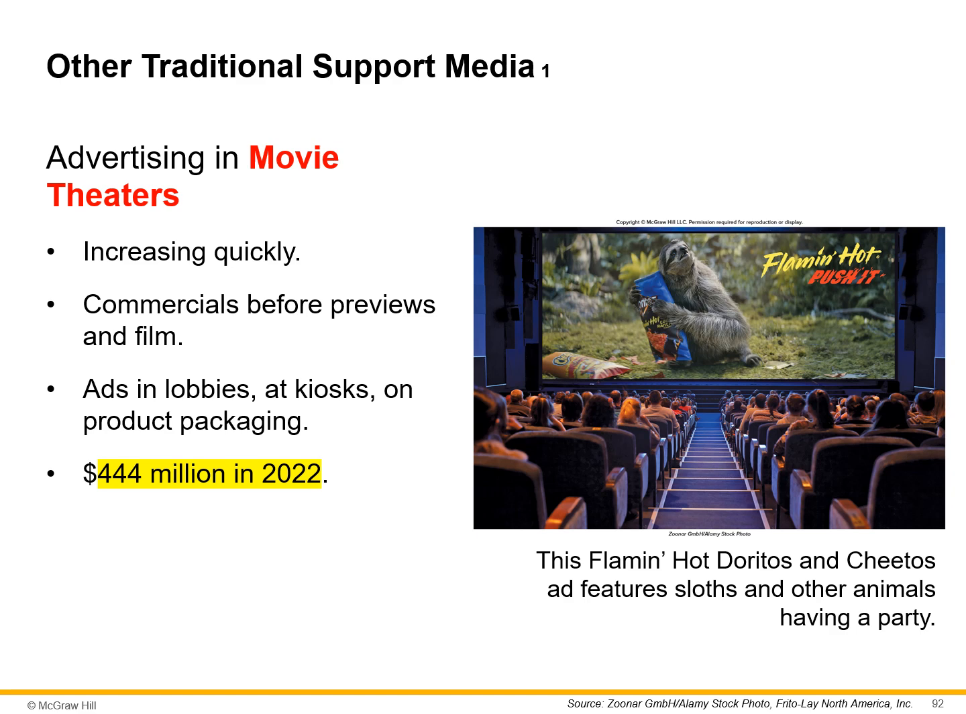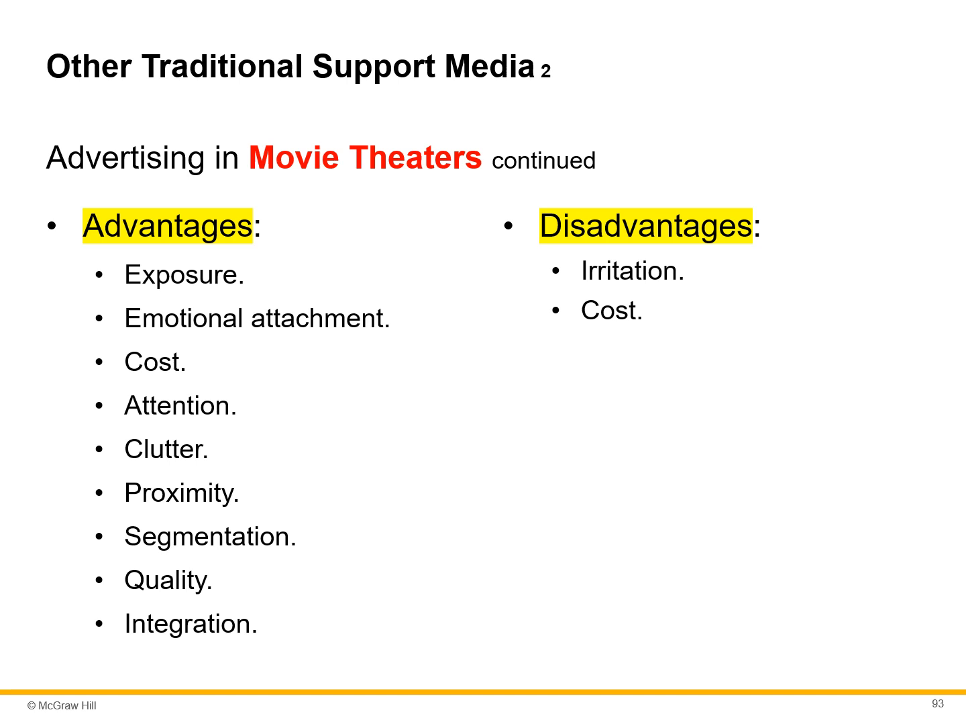Movie theaters. That's another traditional support media. Movie theaters basically show the ads before the movie starts, and you have a captive audience there. Okay? People normally, I don't know about you, I normally actually enjoy that, especially when they show the other movies before the real movie I want to watch starts. Okay? Movie theaters offer advantages and disadvantages. Irritation could be a big problem there.